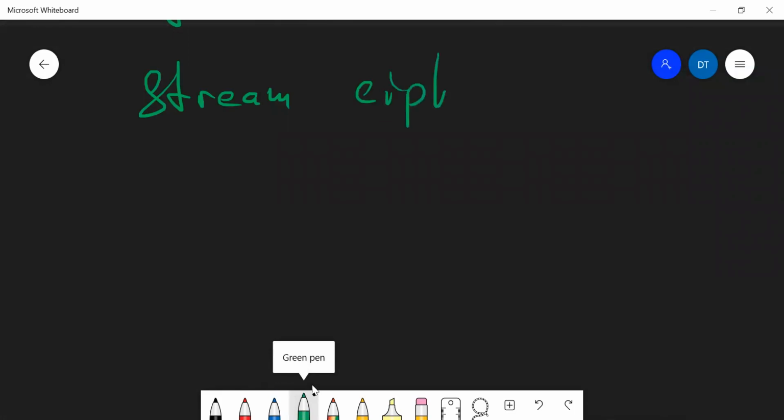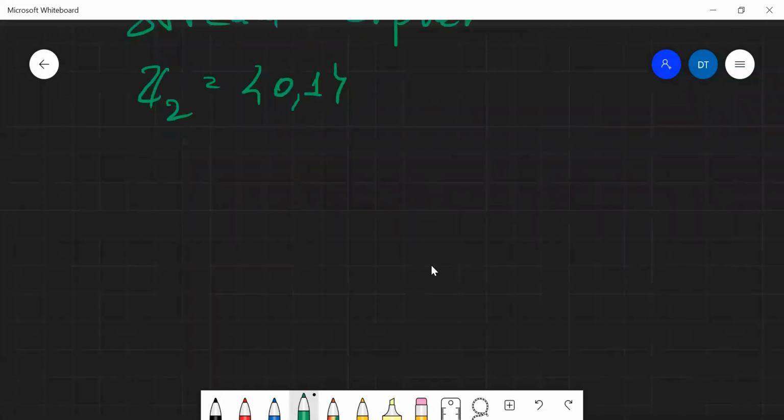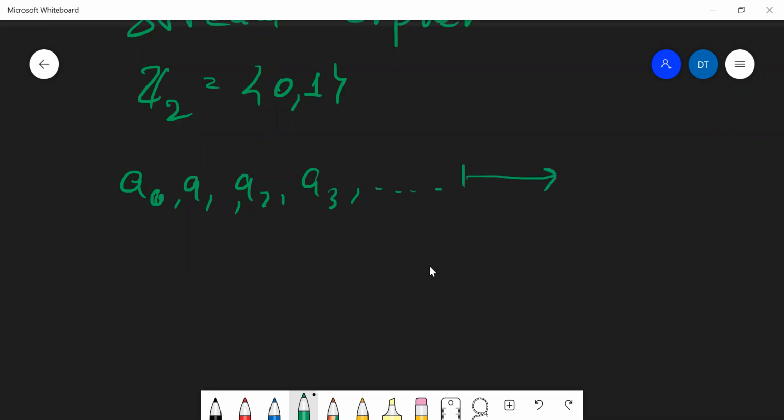Stream cipher. In this case, you have an alphabet consisting of 2 elements, 0 and 1. What you want to do is this. You have a sequence of elements, which is your message, A0, A1, A2, A3, etc., and you want to transfer this message via an open channel.